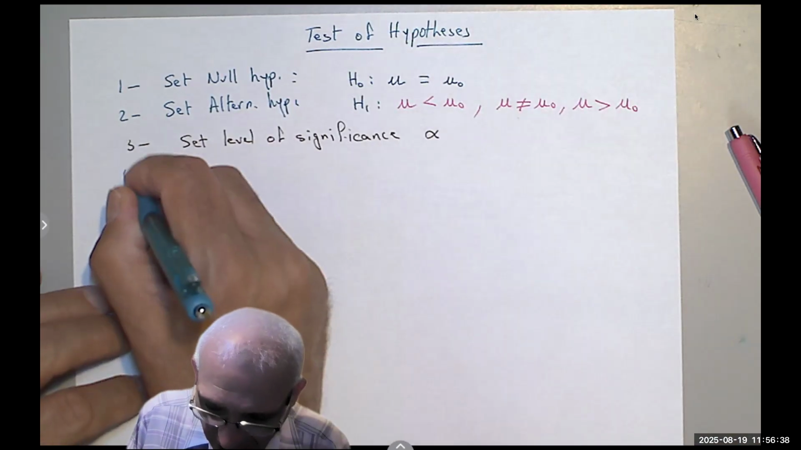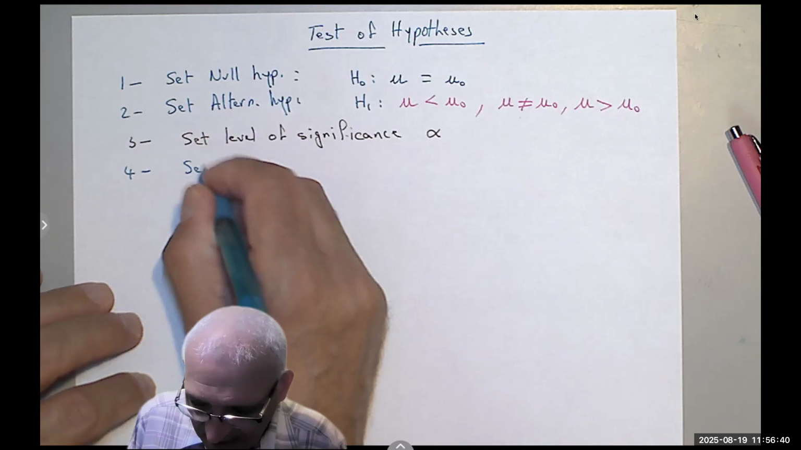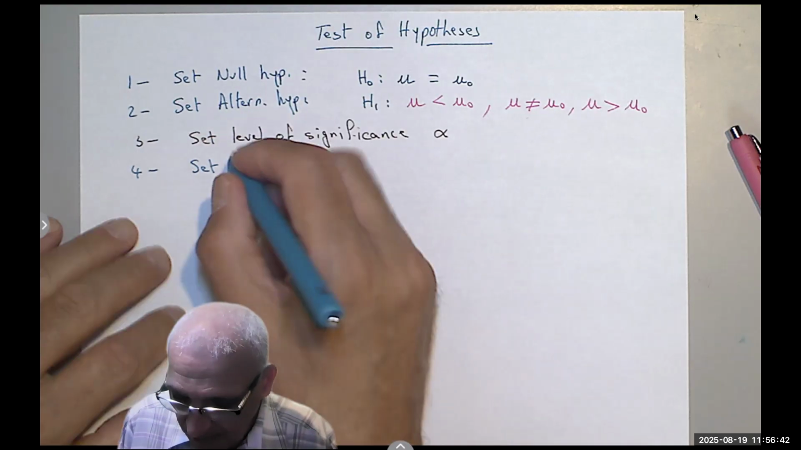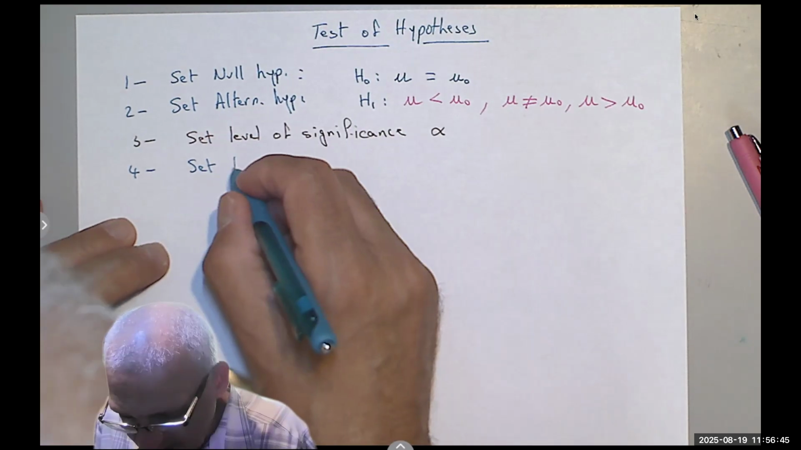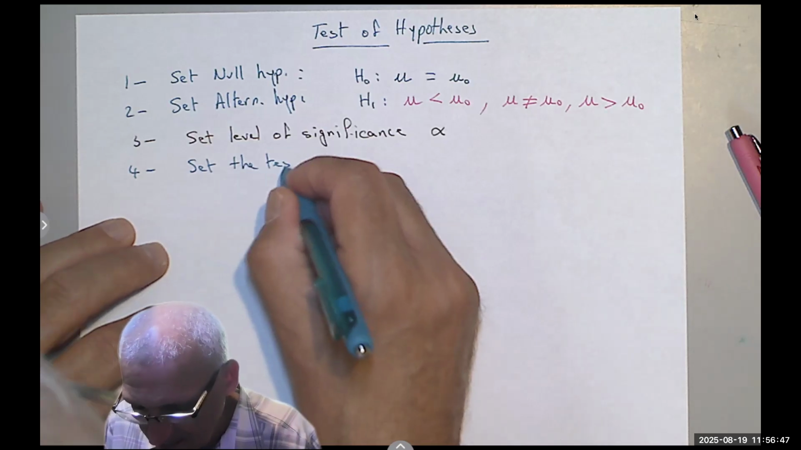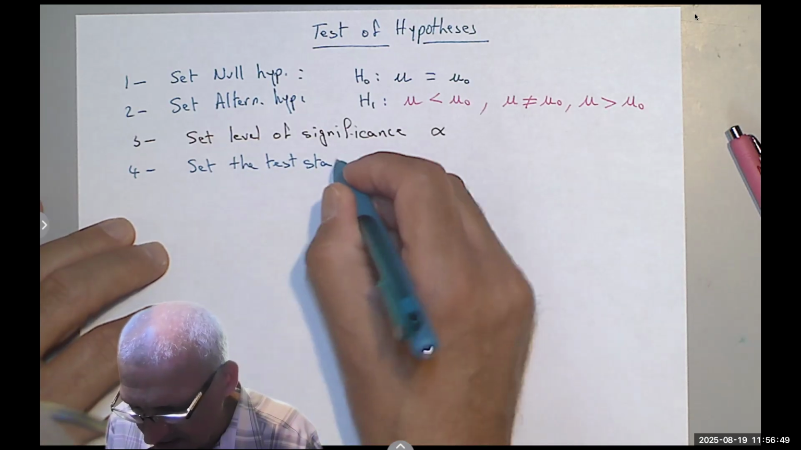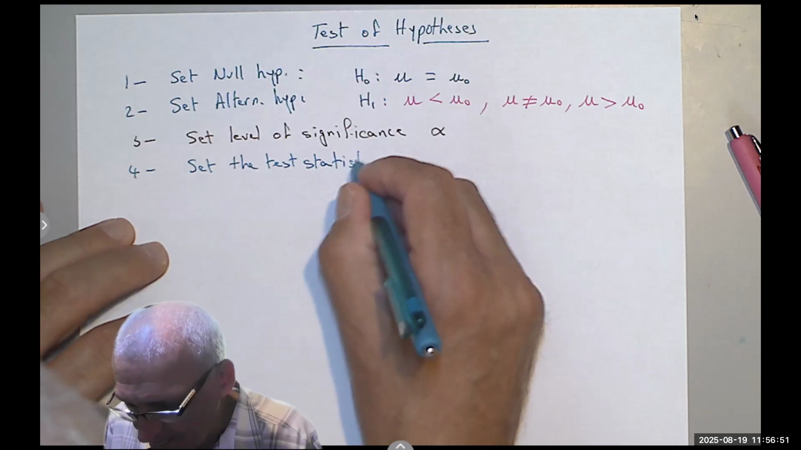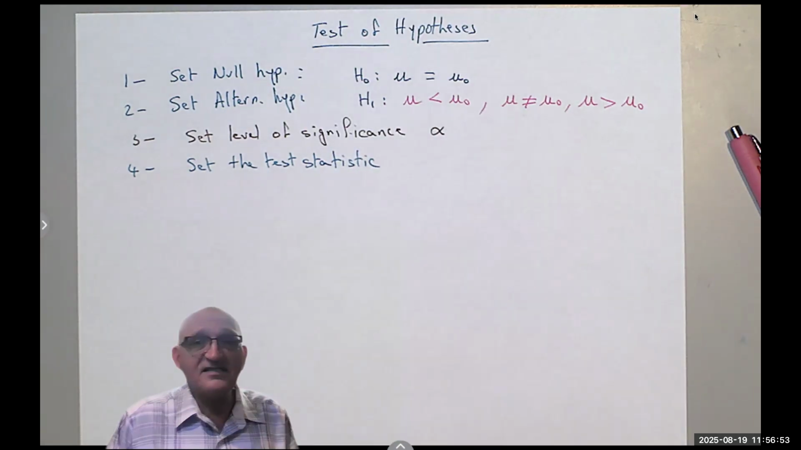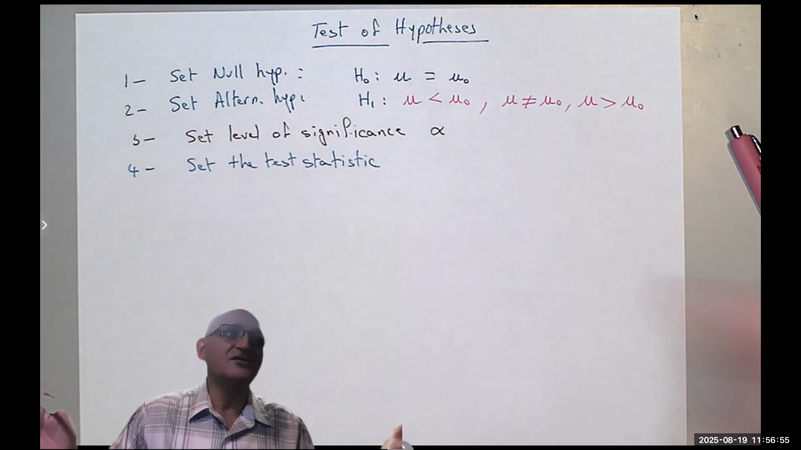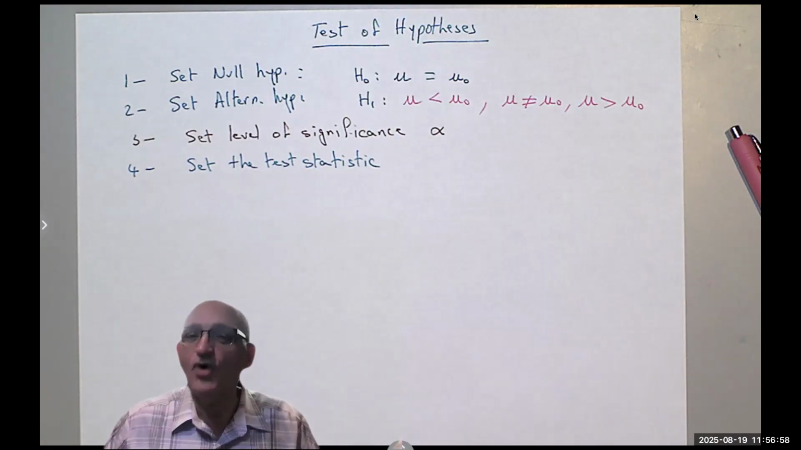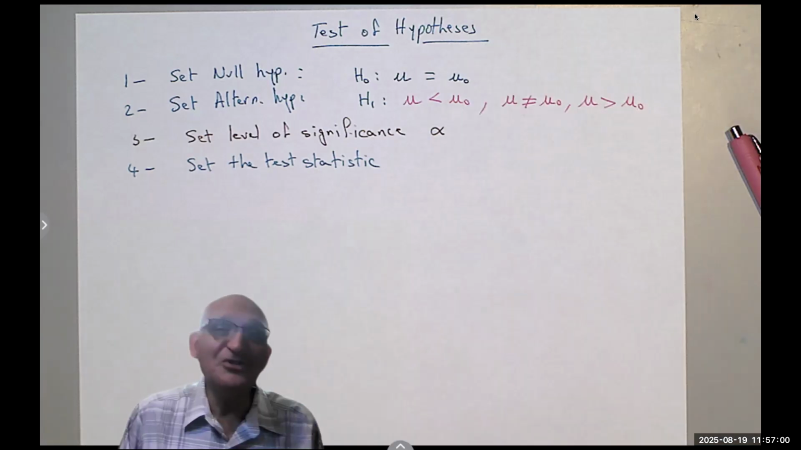Step number 4, set the test statistic. What is the test statistic? Well, if we are testing mu and we know sigma, which I have no clue how, we would use the z.